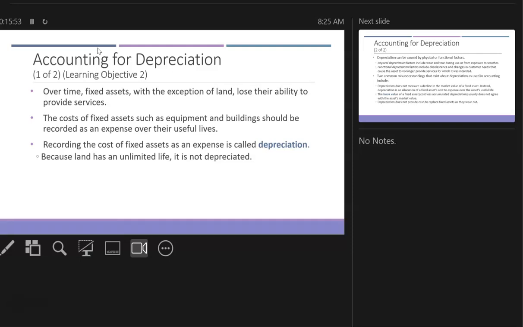But over time, fixed assets get worn out. The cost of fixed assets, such as equipment and buildings, get recorded as an expense over their useful life. Recording the cost of fixed assets as an expense is what we call depreciation. Land is never, ever depreciated.